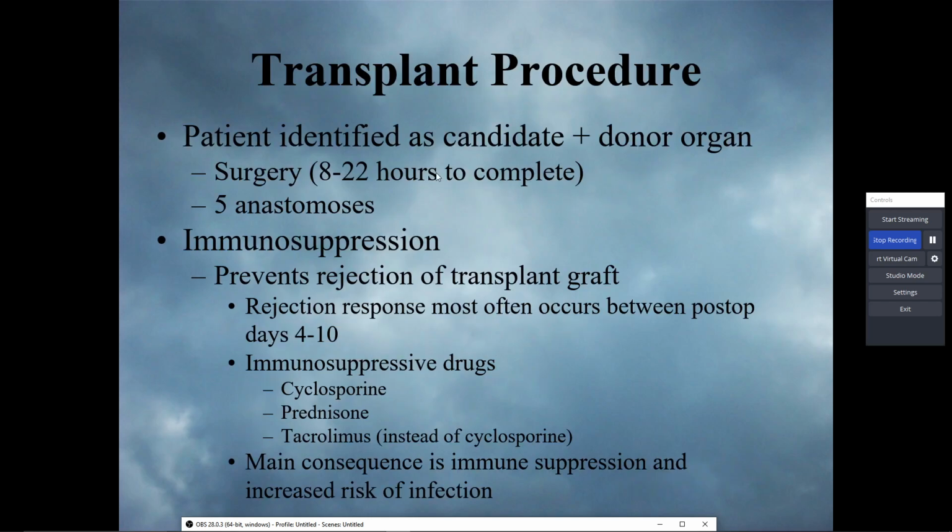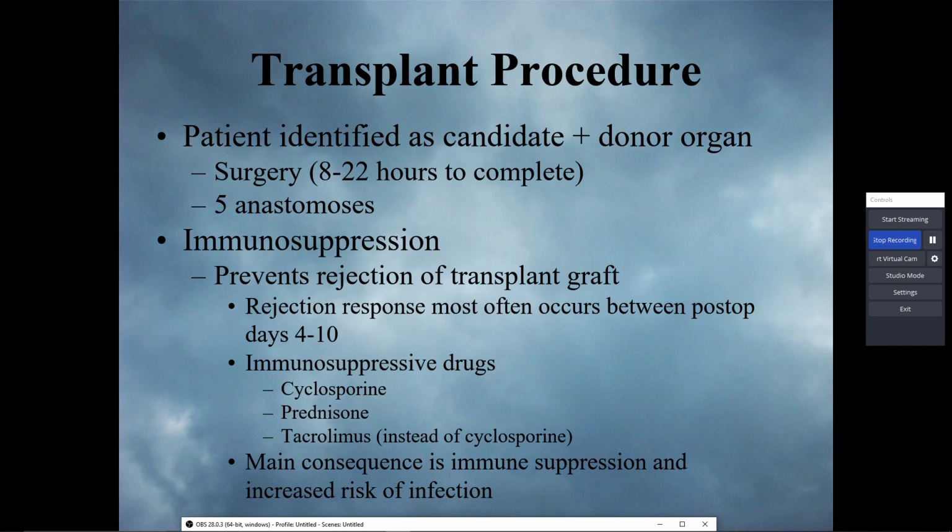Talk about transplant procedures, real simple. Identify the candidate to receive the organ. We identify the donor of the organ. The surgery can take quite a long time, up to 22 hours. Most of the ones I've seen actually are 7 to 10 hours.